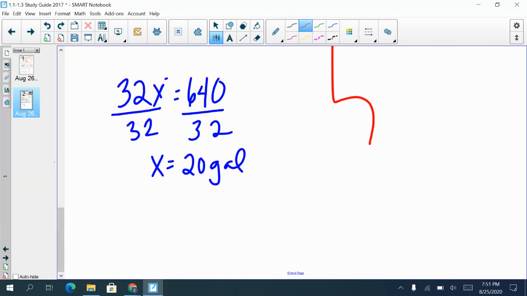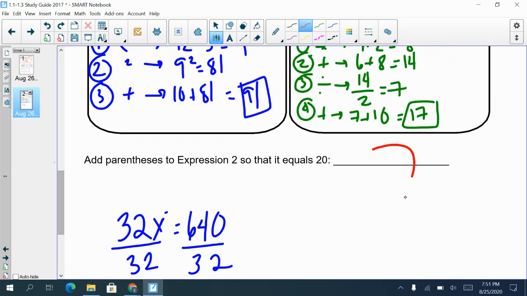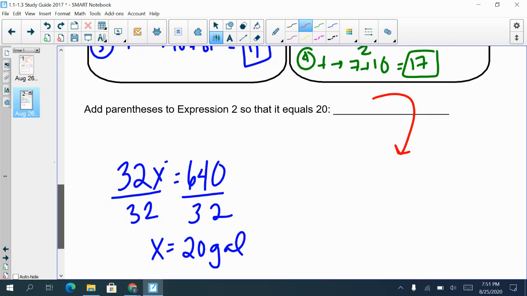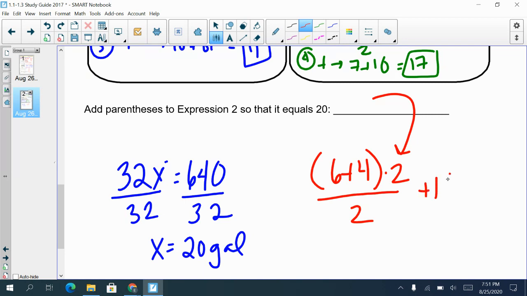So here, again with the weird lines. Let's try again. All right, here would look something like this. 6 plus 4 times 2 over 2 plus 10.